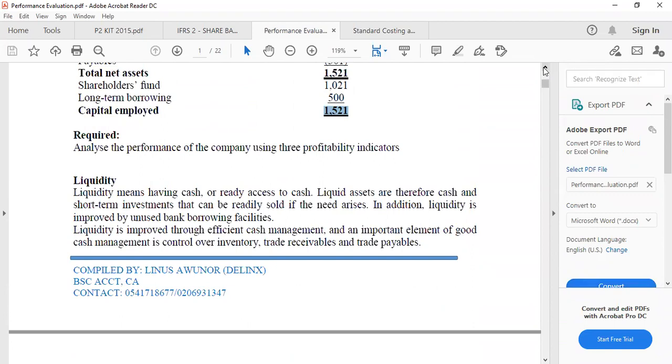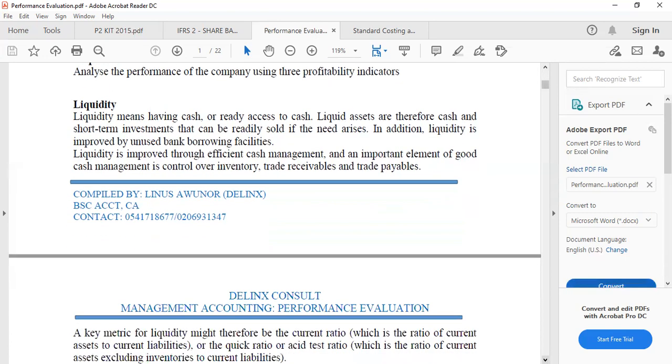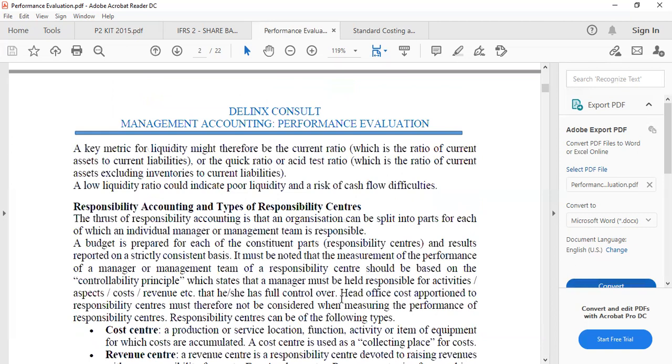Let's look at how to measure performance of responsibility centers. When we say responsibility center, we are talking about divisions, departments, or units. How do we measure their performance? We call it responsibility accounting. Responsibility accounting means you are held accountable for all the things under your care. Whatever is given to you, at the end of the day, you have to come and account for it.